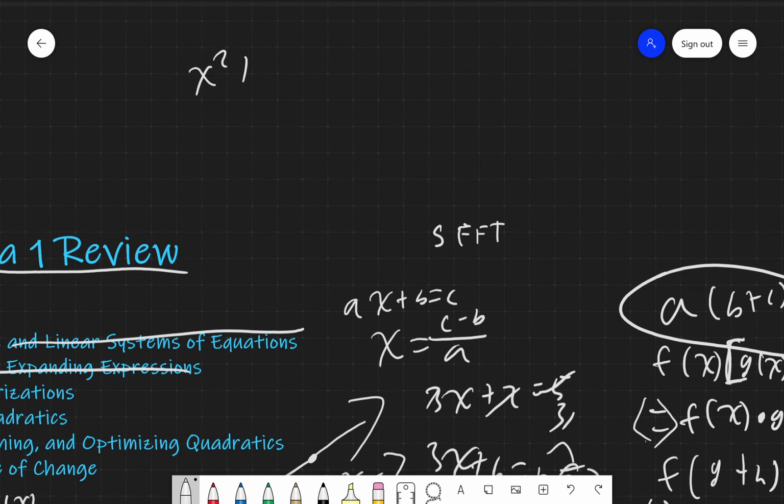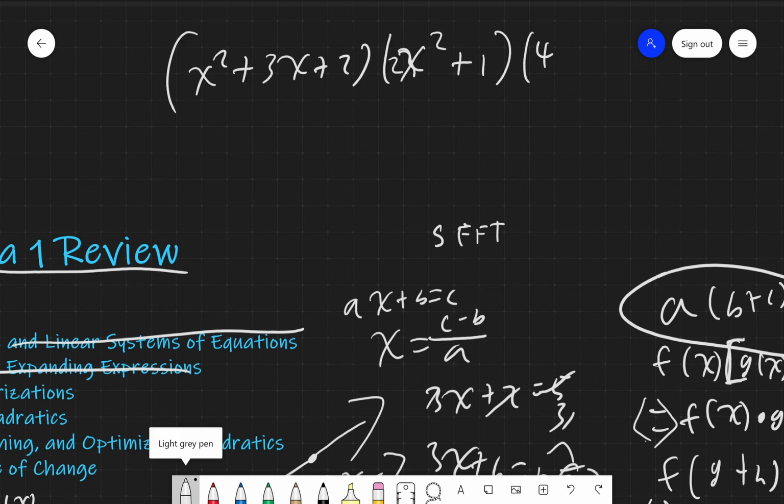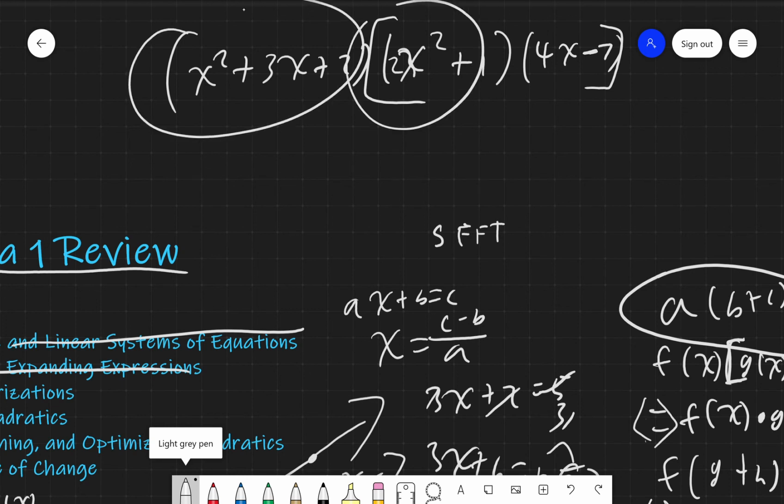Let's say we had x squared plus 3x plus 2, times 2x squared plus 1, times 4x minus 7. Now there's more, but we can use the same thing. We can use this at once, and then we can multiply this by that, and then that. Alright? Then you can just keep moving on like that. You can use the associative property for this.